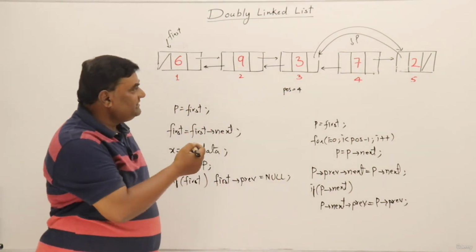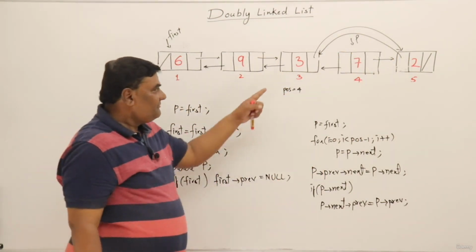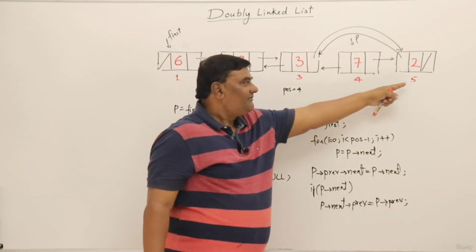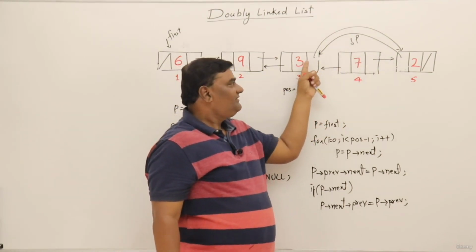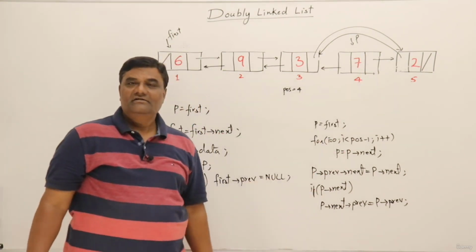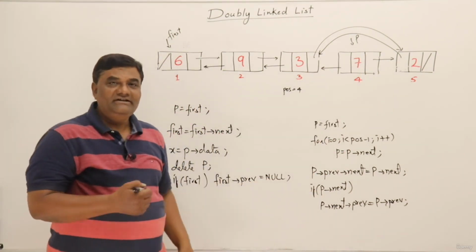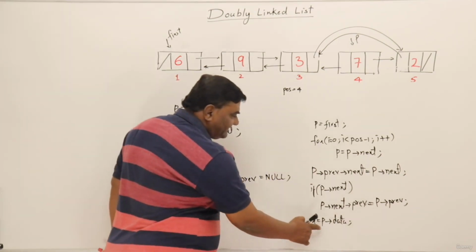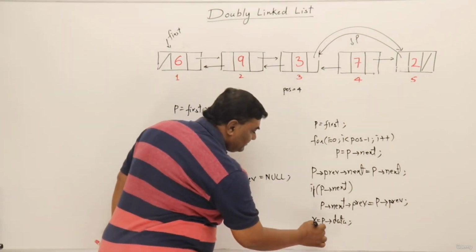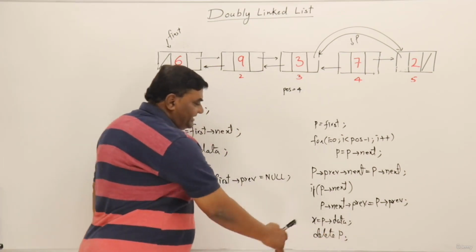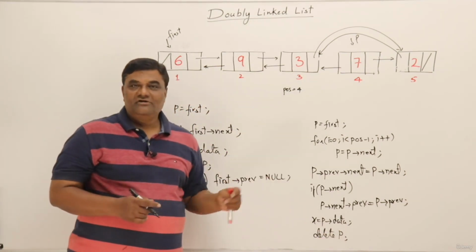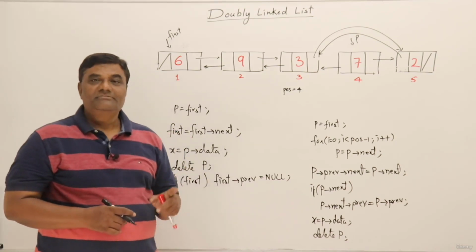Now this node P is not reachable. From here also you cannot reach P, from there also you cannot reach P. From 5 we are directly coming to 3, from 3 we are going directly to 5. Now this node can be deleted. So take out the value and delete the node. X assign P's data, take out the data, and delete P will delete the node. So this is the procedure for deleting a node from a given position.